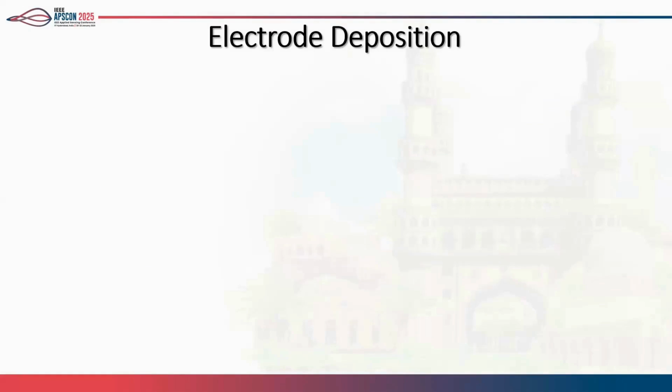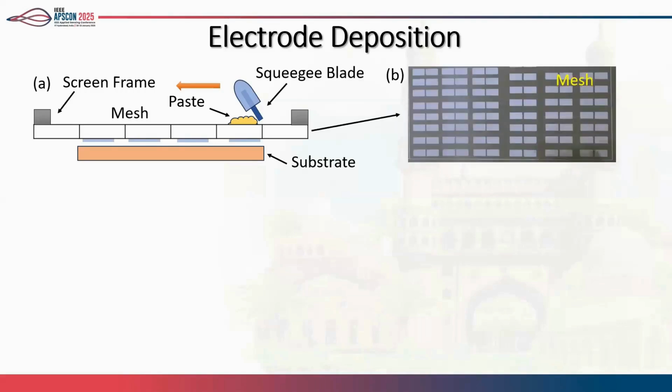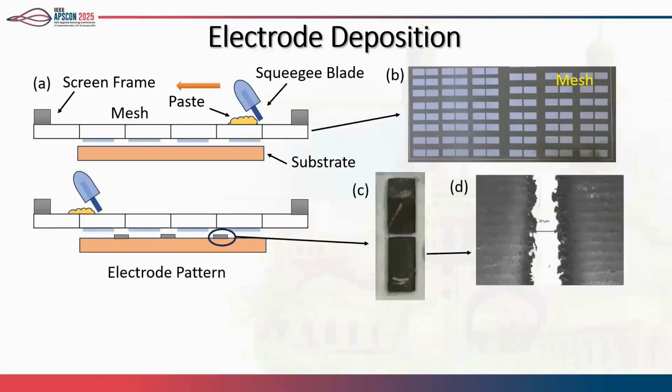We have developed the sensor using screen printing. First we developed the electrode on a silicon substrate using a screen frame which has a mesh. This is the original picture of the mesh, and this is the two electrode system. We used carbon graphene paste and squeezed it on the substrate so that these patterns are printed on the silicon wafer. These are the original pictures of the electrode, and it has a gap of nearly 500 micron.